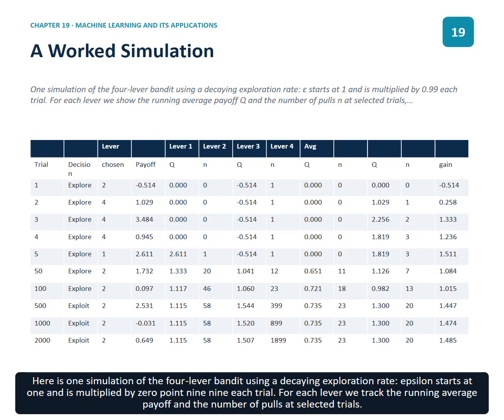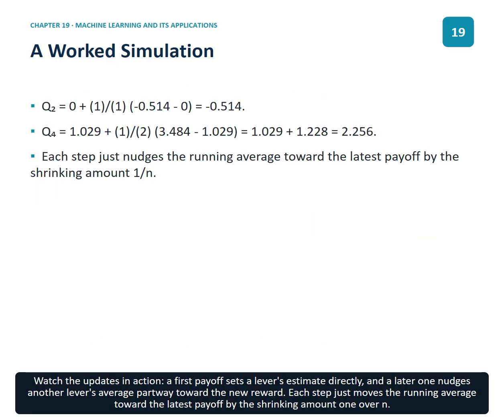Here is one simulation of the four-lever bandit using a decaying exploration rate. Epsilon starts at 1 and is multiplied by 0.99 each trial. For each lever, we track the running average payoff and the number of pulls at selected trials. Watch the updates in action. A first payoff sets a lever's estimate directly, and a later one nudges another lever's average part way toward the new reward. Each step just moves the running average toward the latest payoff by the shrinking amount 1 over n.